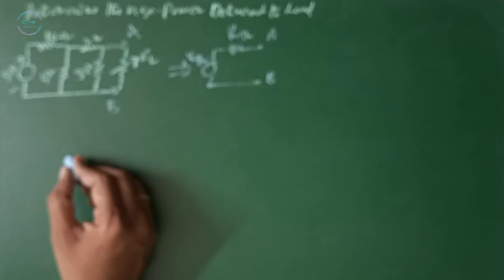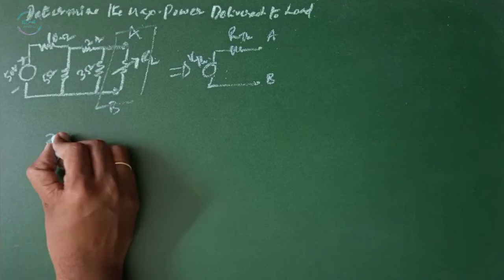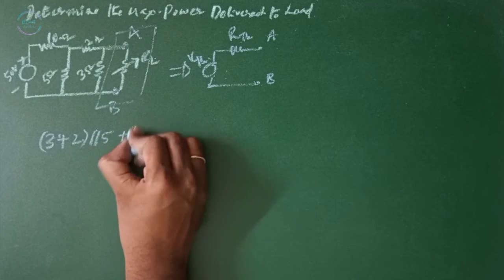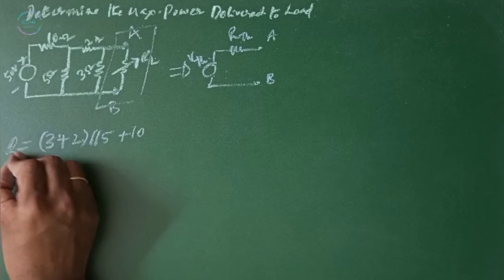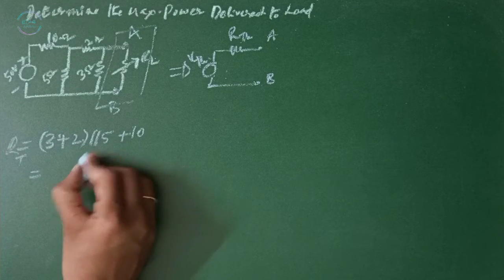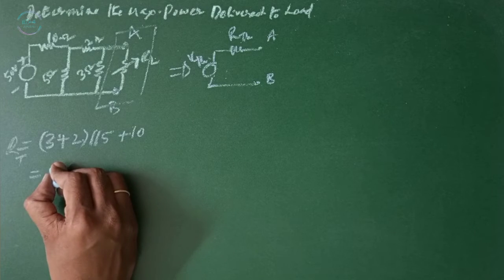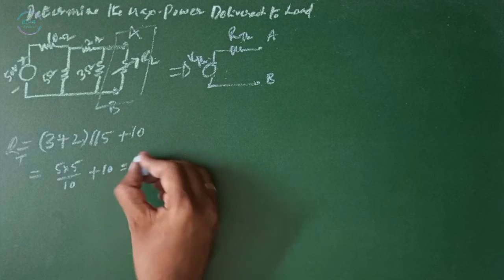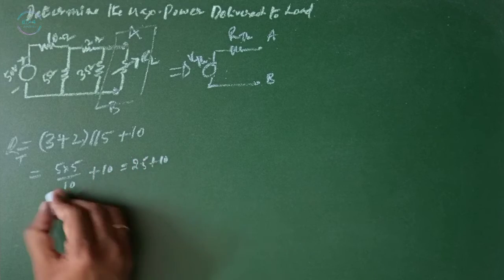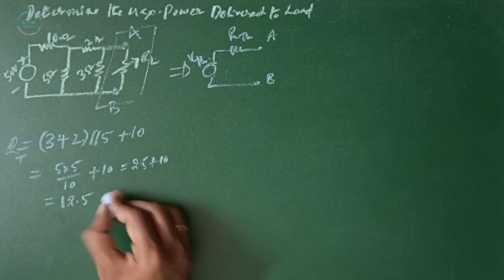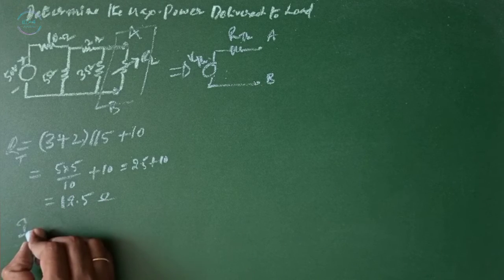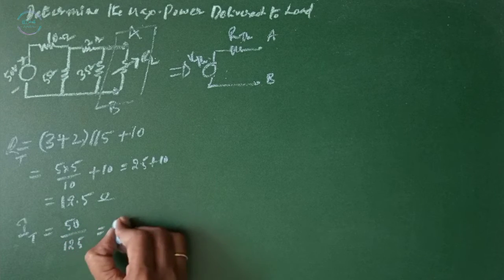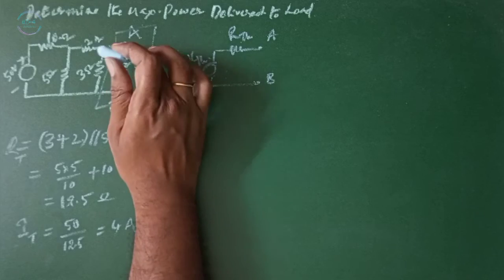The total resistance of this circuit without A and B: 3 plus 2, which is in parallel to 5 plus 10, which is the total resistance of this circuit, is given by 5 and 5 in parallel. So 5 into 5 divided by 5 plus 5 is 2.5, plus 10, which equals 12.5 ohms. Current through the circuit is given by total voltage 50 volts divided by 12.5, which is nothing but 4 amps. We need to find the voltage between A and B.